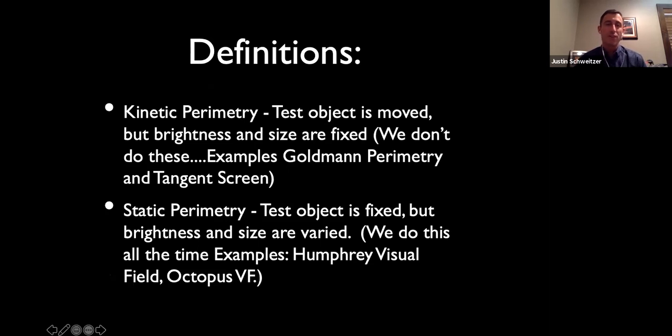So when we think about the different definitions, kinetic perimetry, static perimetry, a variety of different things, what we're going to focus on today is more static perimetry. Now, some of you may be doing kinetic. We don't do any kinetic in our practice. It takes a long time. As a student, I did some kinetic, so Goldmann, tangent screen, those types of things. But we don't do those in our practices. They're just not efficient. Most of the perimeters that we use are static perimeters. This would be your Humphrey field, your Octopus, FDTs. There's a variety of different ones, but those are the static perimeters we're talking about.